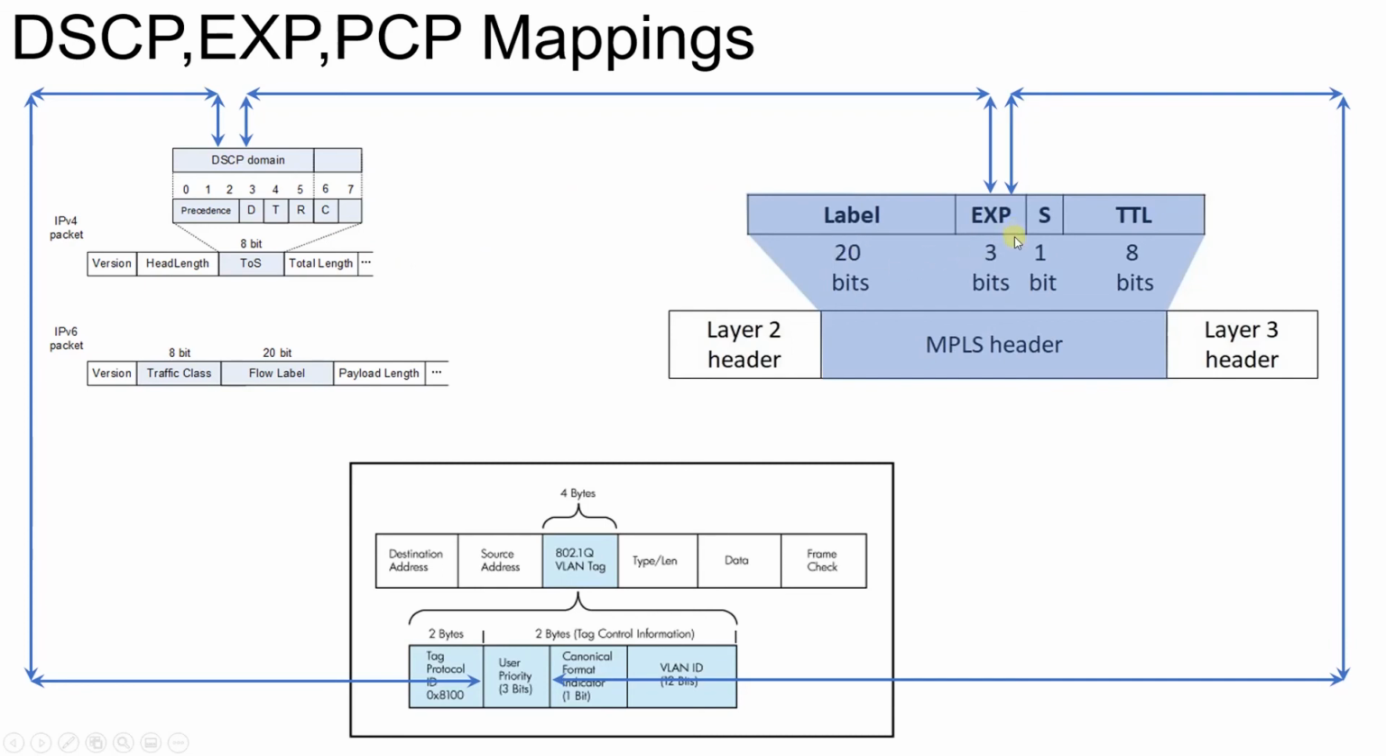Similarly, if they are traveling from the Ethernet world to the MPLS world, in MPLS there is a field called user priority, priority code point, PCP, that is a 3-bit field. So you have to map EXP to PCP. And if it is going from IP to the MPLS world, then you have to do DSCP to PCP bits mapping. Using these mappings, we can ensure QoS is followed end to end in the transport network.